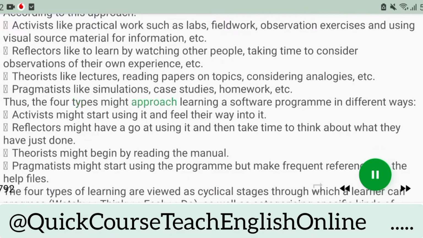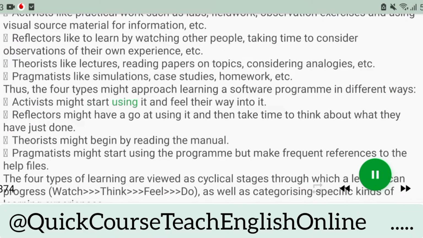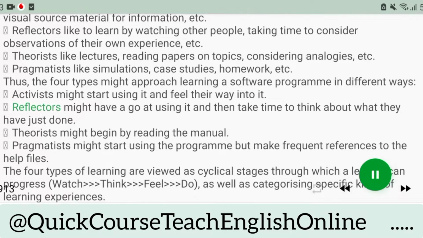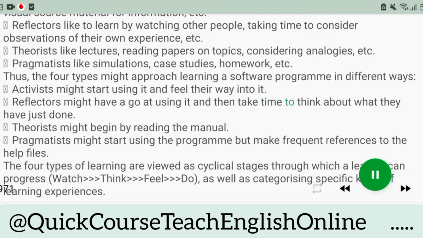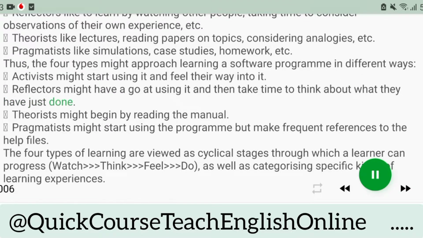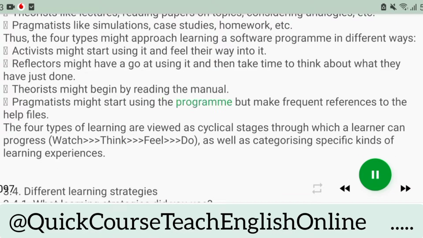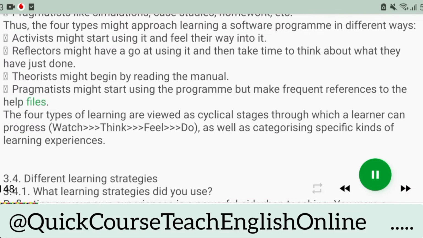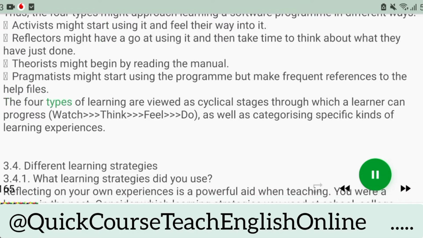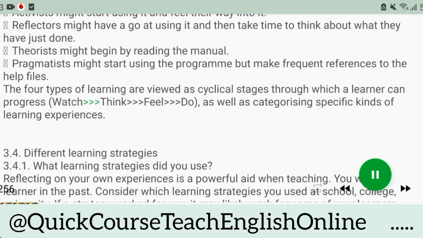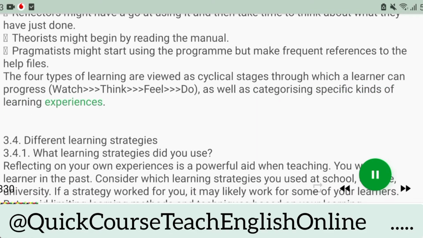Thus, the 4 types might approach learning a software program in different ways. Activists might start using it and feel their way into it. Reflectors might have a go at using it and then take time to think about what they have just done. Theorists might begin by reading the manual. Pragmatists might start using the program but make frequent references to the help files. The 4 types of learning are viewed as cyclical stages through which a learner can progress: watch, then think, then feel, then do, as well as categorizing specific kinds of learning experiences.